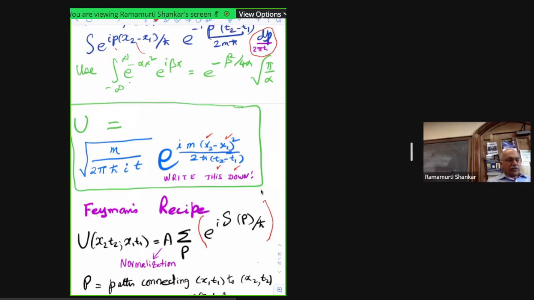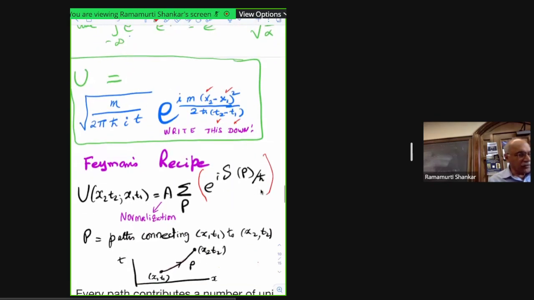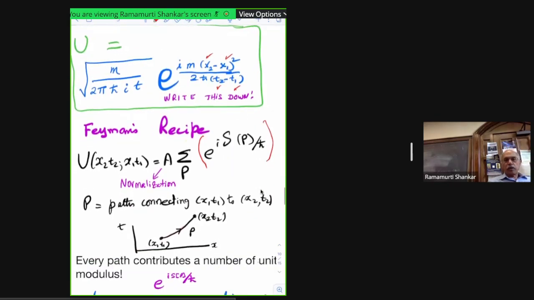So these are all paths connecting x1, t1 to x2, t2. Anybody have a question about what this is? This is the time to ask, because this is the Feynman recipe. Any question about the recipe?